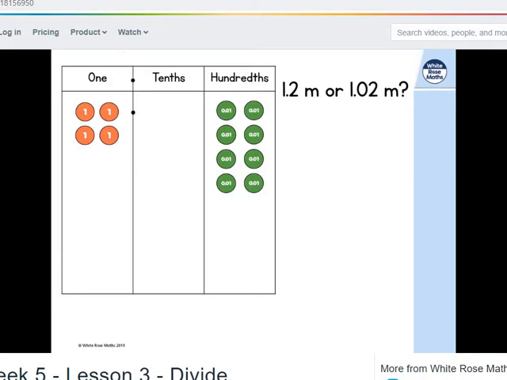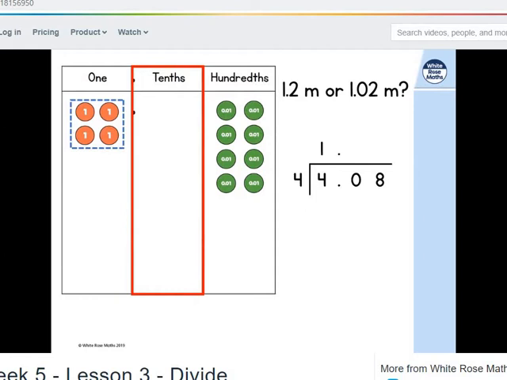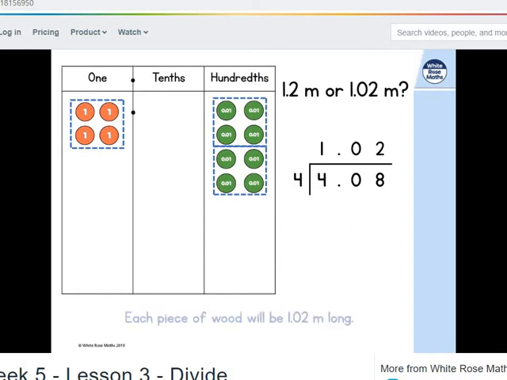Let's put a decimal point in. Let's get our short division then. We're looking for groups of 4. So in the 1s, we can see that we've got 1 group. And then in our tenths, we can see we've got no groups, but we have to record that. There are no groups of tenths. And then we can see we've got 2 groups of hundredths, giving us the answer 1.02. So each piece of wood will be 1.02 metres long.